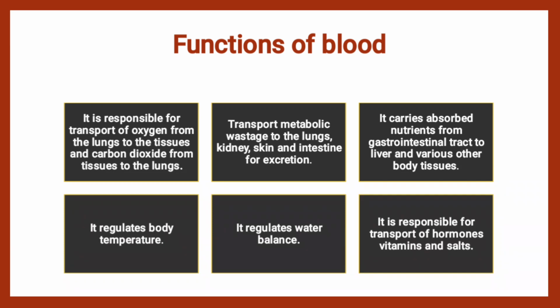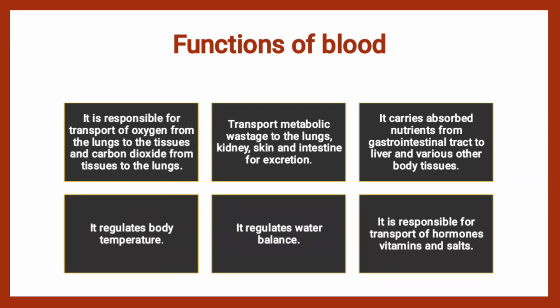Second function, transport metabolic waste to the lungs, kidneys, skin and intestine for excretion. These are the major excretory organs, so it is very essential to excrete out of the body. Through the lungs it can excrete various gases. In the kidney, the unabsorbed things. Through the skin, through the sweat, there may be excretion of many blood constituents. And the intestine, whatever is unabsorbed and not useful, can be excreted out.